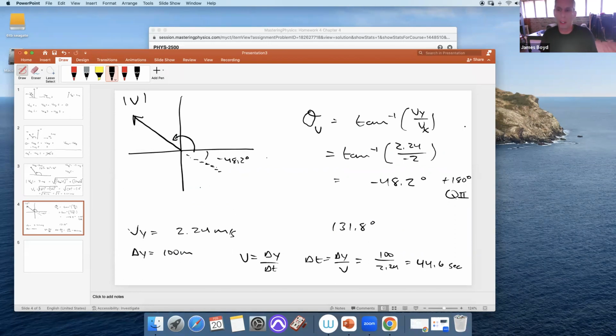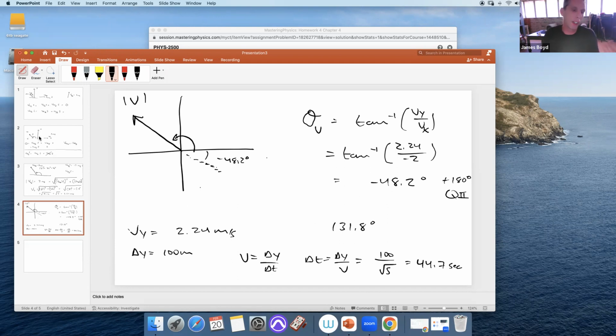My rounding's a little bit off, probably because I didn't take the Vy all the way out. This is really 100 divided by square root of 5. So 44.7 is actually what I meant. Let me do this just to make sure you have the right answer. Okay.